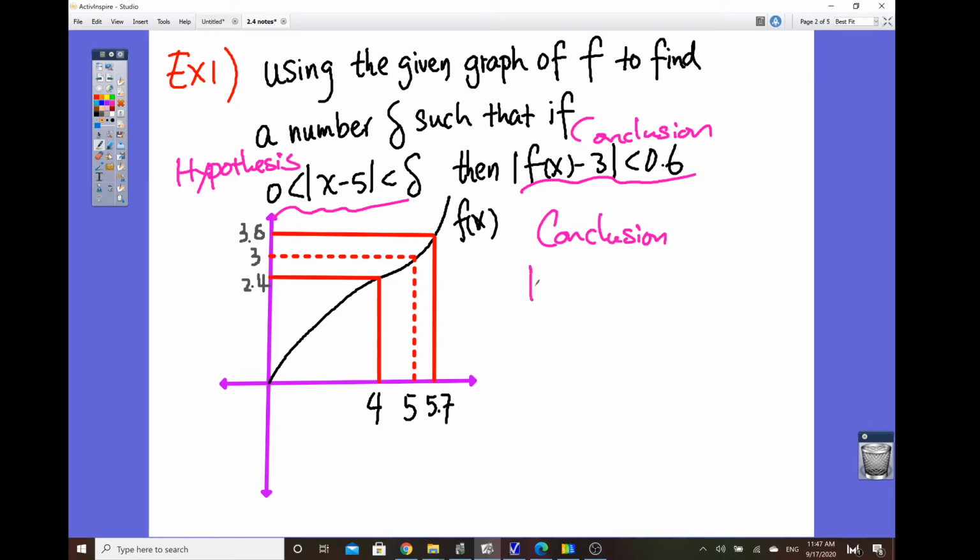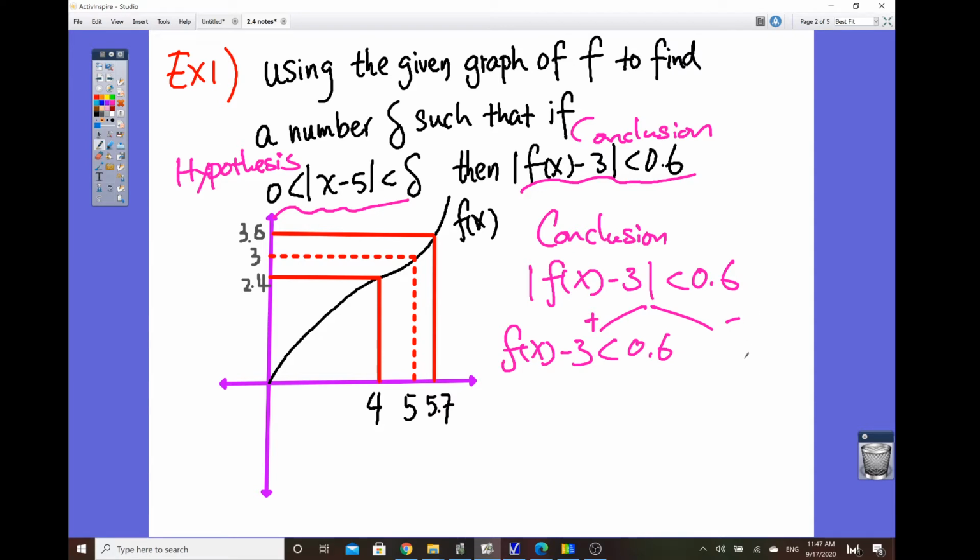So starting with the conclusion, we have the absolute value of f of x minus 3 is less than 0.6. Back to the concept that you learned from Algebra 1 and Algebra 2, once you break it apart, f of x minus 3 is less than 0.6, because you want to split it into positive and negative. For the negative, we have f of x minus 3 greater than negative 0.6.